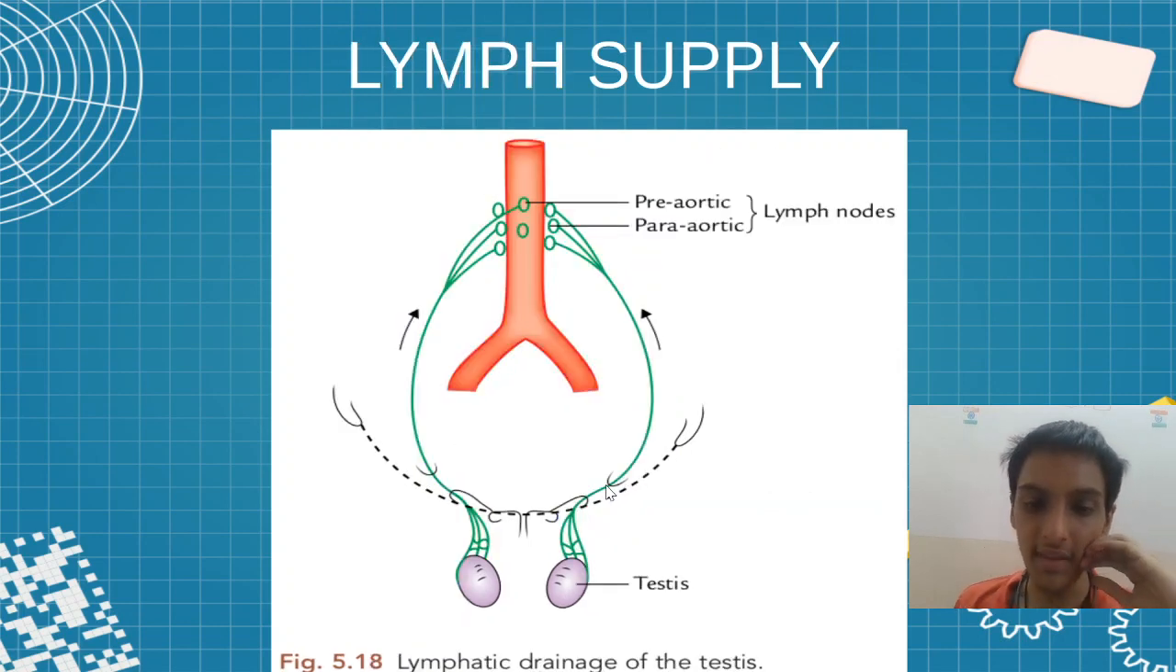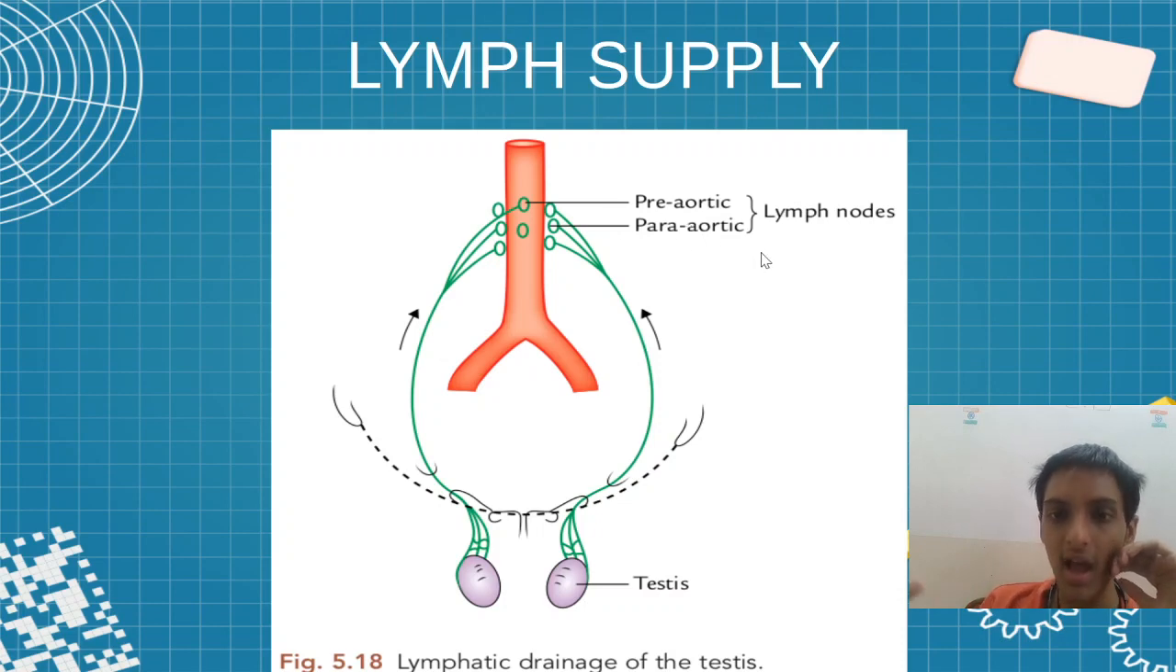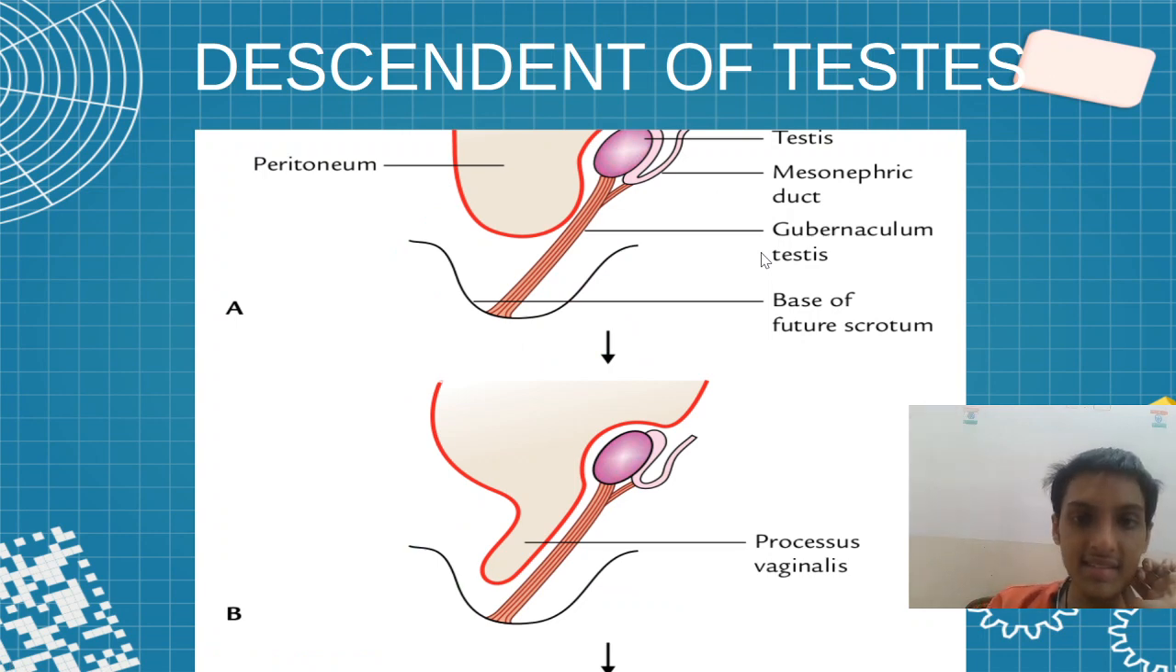The lymph supply, please remember only this: pre and para aortic lymph nodes. So remember the two P's, pre and para aortic lymph nodes. Let's see the descent of the testis through these figures.